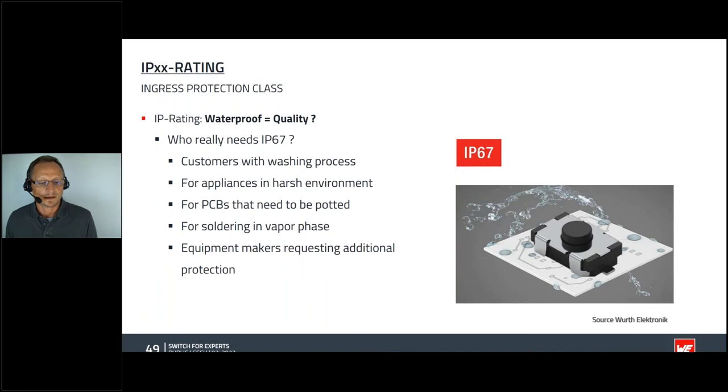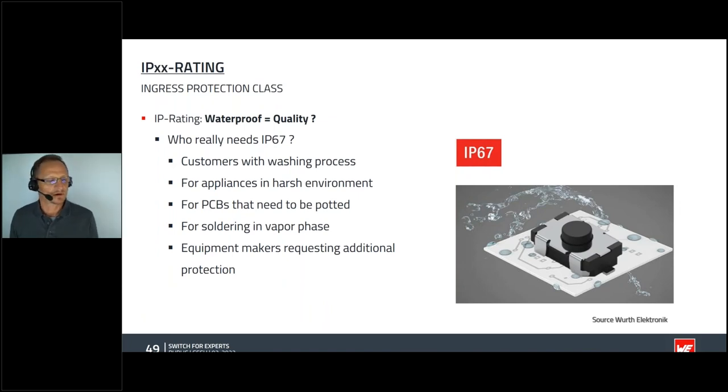Yes, a waterproof switch is protected against the ingress of dirt or anything else that could affect the function or the contact resistance of the switch. But on the other hand, the solder terminals are free and openly accessible on the PCB. However, very often IP67 is not really necessary. Most of the makers of waterproof appliances need to seal the components, the whole housing anyway. So who really needs IP67?